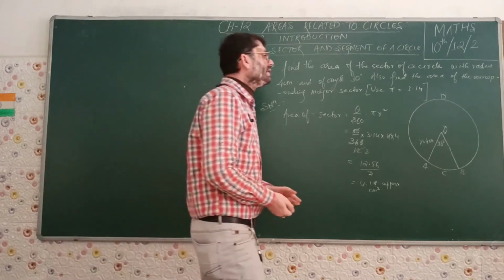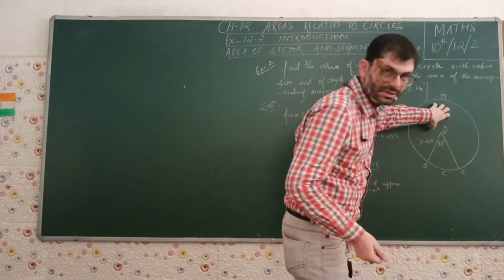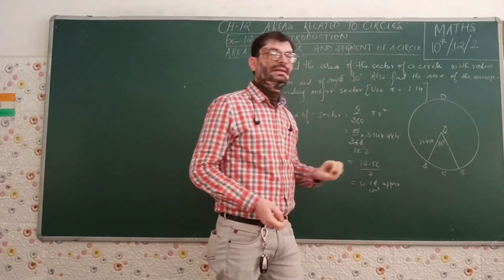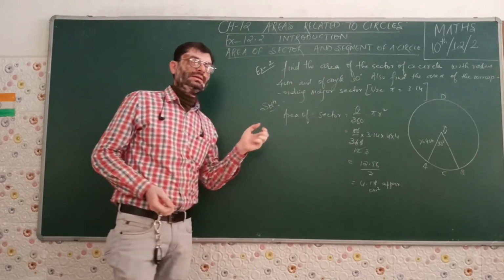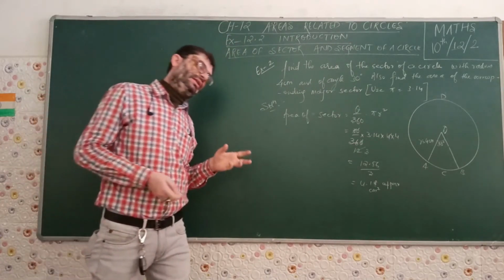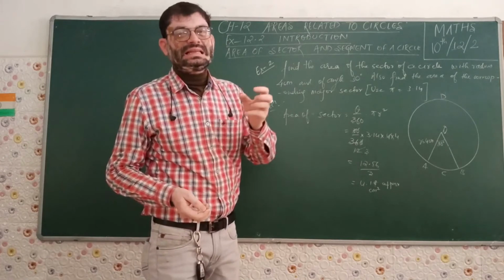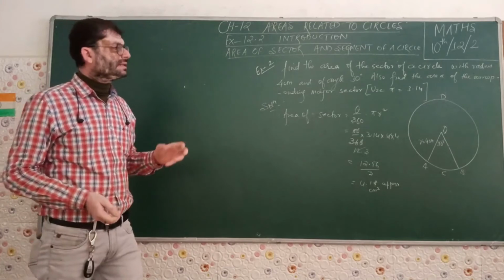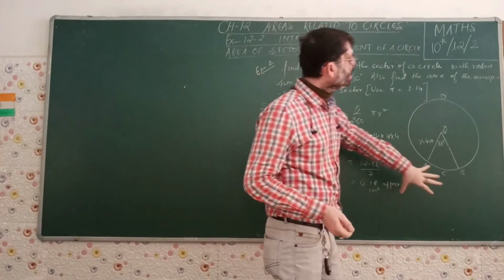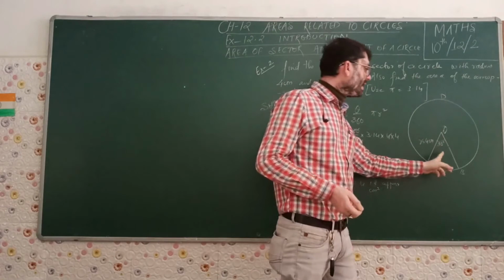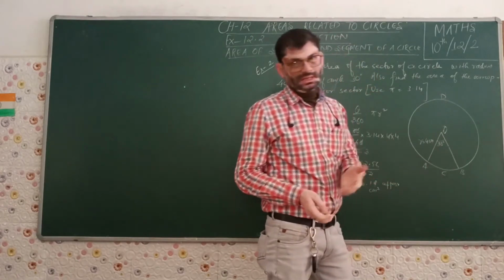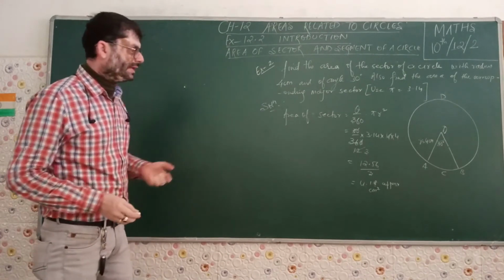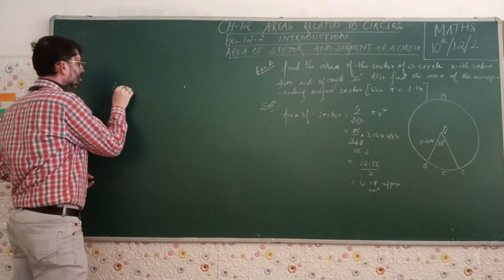Now in order to find the area of the major sector, we have two methods. Either you can find directly with the formula that I had given you in the previous part, that area of the major sector is 360 minus theta by 360 into pi r square. That is one way of finding. The second way is you can find the area of the whole circle and subtract the minor sector from it. Then also you can get the area of the major sector. We will do it in one method. So area of major sector.